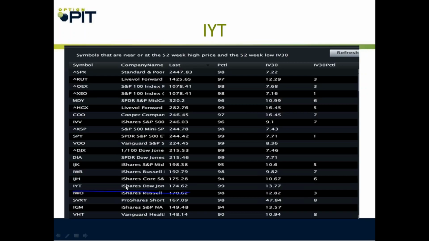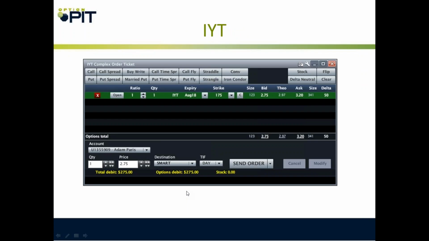And one we were looking at was IYT. I mean, this is right at the money. But take a look at this. IYT is 175. This has over a month to expire, and it costs less than 2% of the stock. That's a cheap trade.